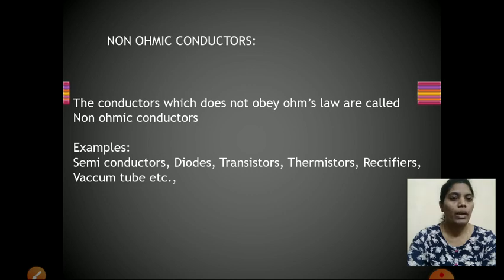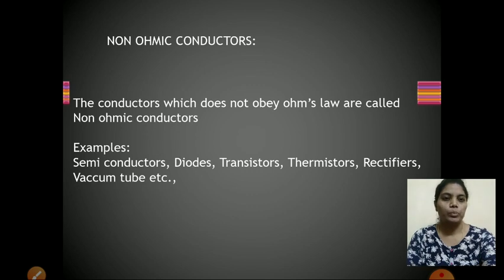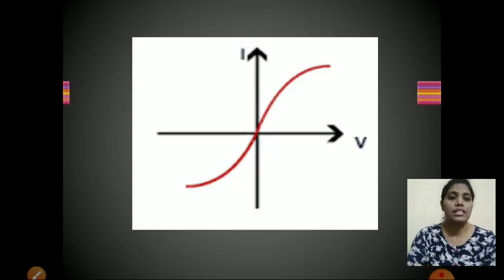As they don't obey Ohm's law, it means I and V are not directly proportional. So they are expressed like, you can see here, the relation between I and V is a curve, which shows us that it does not obey Ohm's law. That is, I and V are not directly proportional.